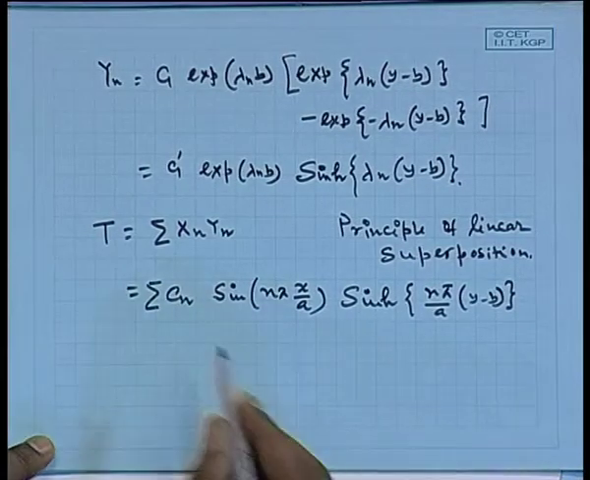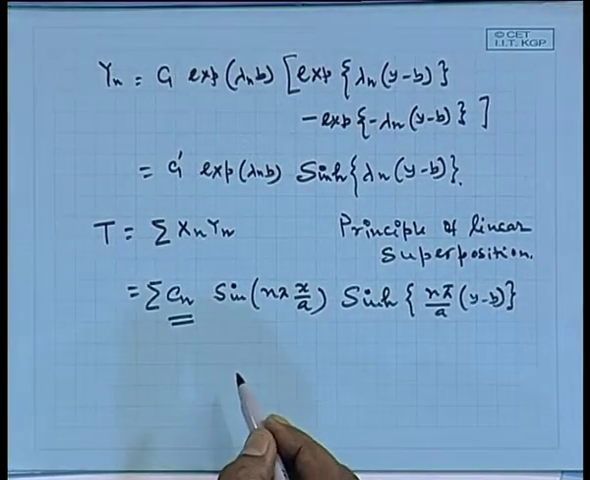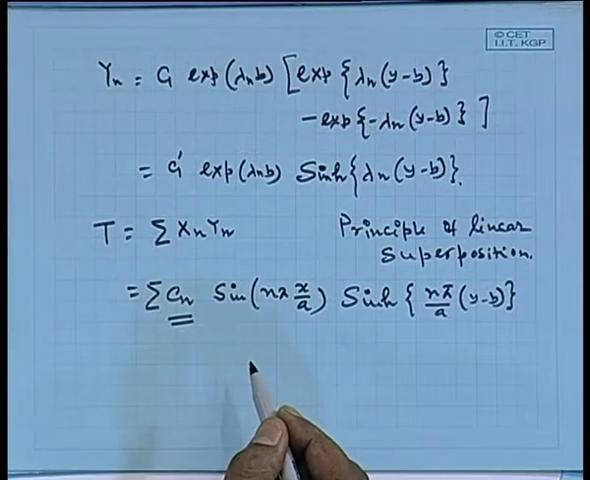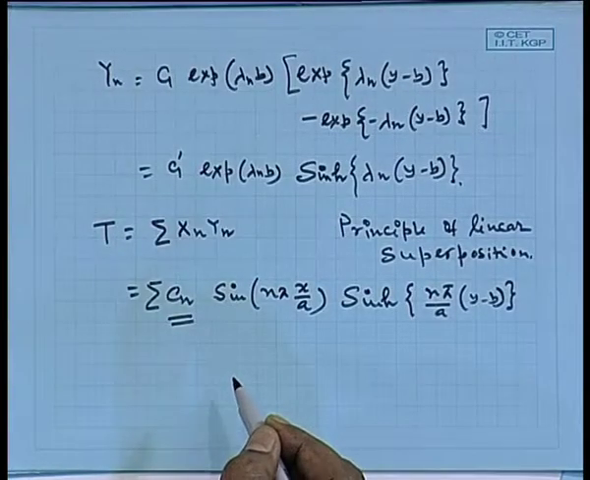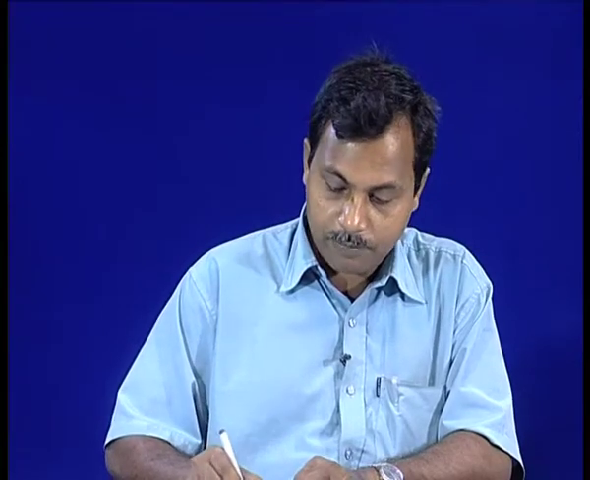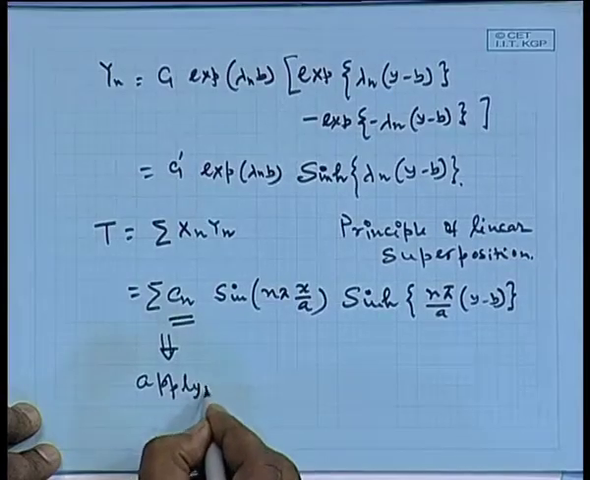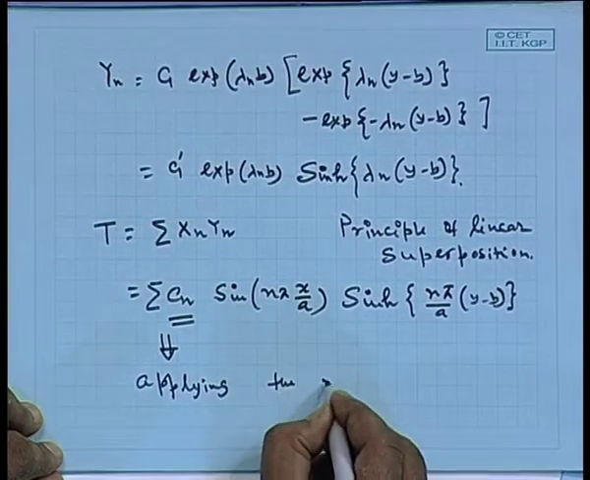Now the whole solution is complete. The only thing left is the evaluation of this constant C n. For that, you will be applying the non-homogeneous boundary condition, that is at y equal to 0. It is exactly the same way we solved a parabolic partial differential equation with non-zero initial condition and homogeneous boundary conditions. The non-homogeneous initial condition is used to evaluate the ultimate constant. Similarly, in this case we will evaluate this constant by applying the non-homogeneous boundary condition.